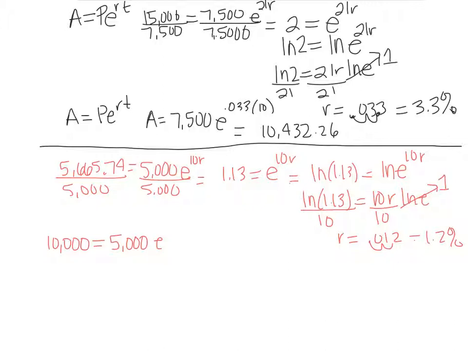e to the, we know R now, it's 1.2%. So I'm going to go ahead and write 0.012. Now, what we don't know is T. We don't know how long it's taking for my investment to double. So again, what we're looking for is in the exponent. So we're actually going to solve this the exact same way we solved that one. Go ahead and divide out the 5,000.